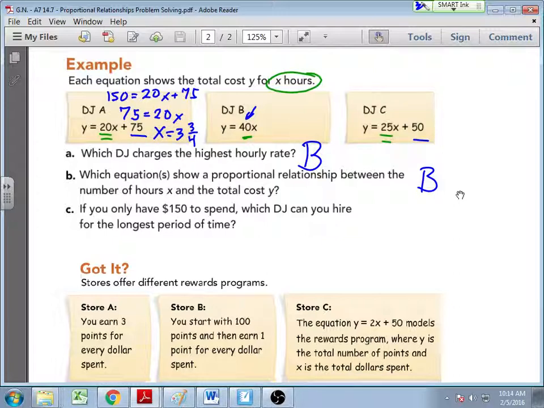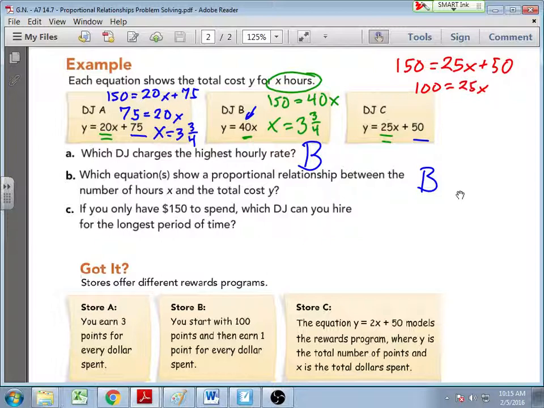If we replace over here 150 equals 40x, how would I solve that? You just divide it by 40, and it'd get me 3.75. Yeah, again, 3 3/4. Well, C we haven't solved yet, so let's solve C. So if I set up 150 equals 25x plus 50, and I take the 50 away from both sides, it's just 100, and you divide it by 25, and it's 4.